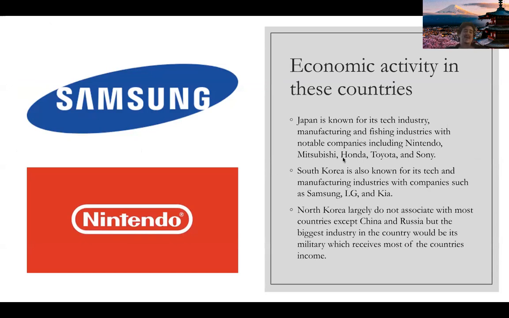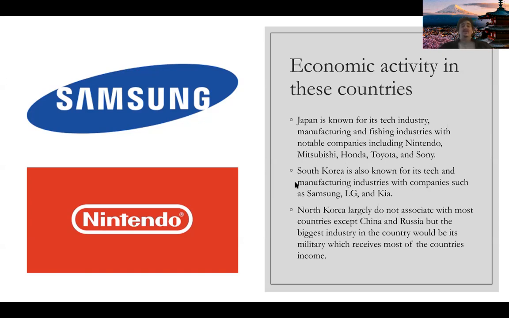Notable companies in Japan that fall under these industries include Nintendo. So like Nintendo Switches, Mario, those games are all produced by the Japanese company. Mitsubishi, Honda, and Toyota, the car companies, and then Sony. So if you have a PlayStation, you have bought a product made by a Japanese company.